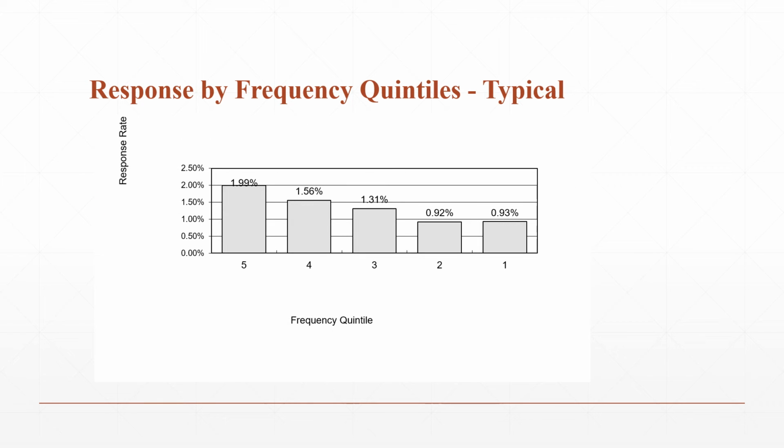This is what frequency quintiles typically look like. And as you can see here, the 5s, that is the most frequent purchasers, are twice as likely as the 1s, the least frequent purchasers, to respond positively to the offer.